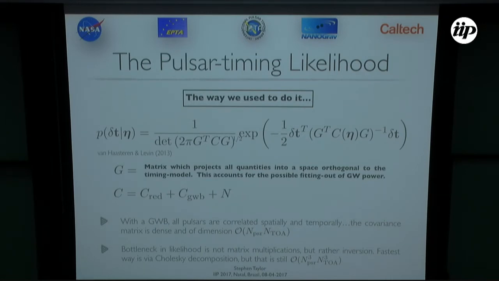They induce a dense covariance matrix, and that'll be of dimension number of pulsars multiplied by the number of TOAs per pulsar. The bottleneck in the likelihood is going to be this matrix inversion, which you have to do every single MCMC sampling. The fastest way to do this, because it's a positive definite matrix, is to use a Cholesky decomposition, but that's still order n cubed for the size of the matrix. So this is very, very expensive.